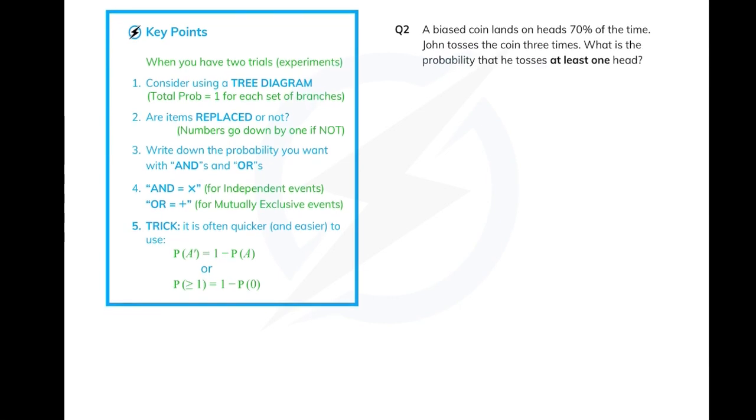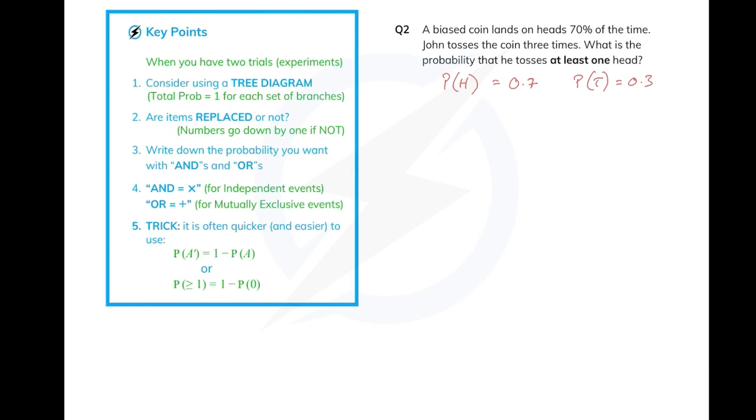Here we have a biased coin landing on heads 70% of the time. So the probability of a head is 0.7, and therefore the probability of a tail, of course, is 0.3, is it not? So let's actually just write that down. Probability of head equals 0.7, and the probability of a tail, which in fact you could call not head, head dashed, H dashed, is 0.3.